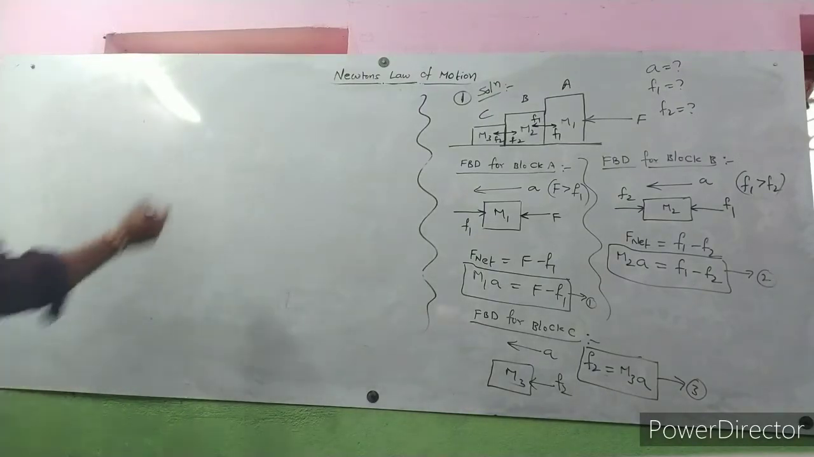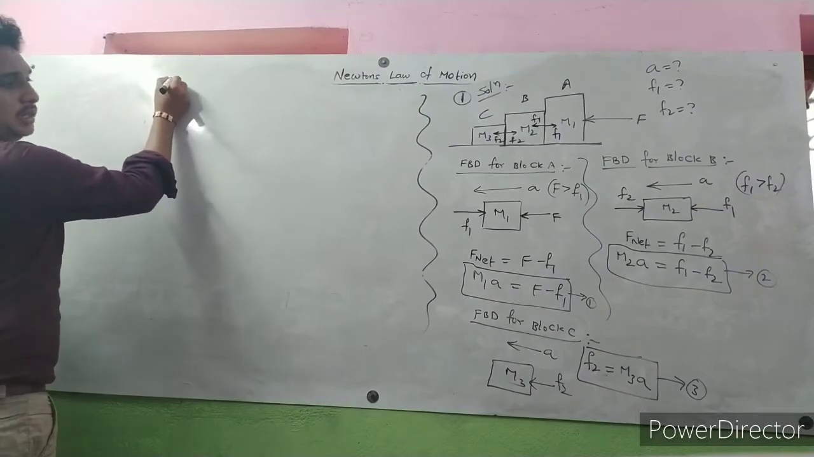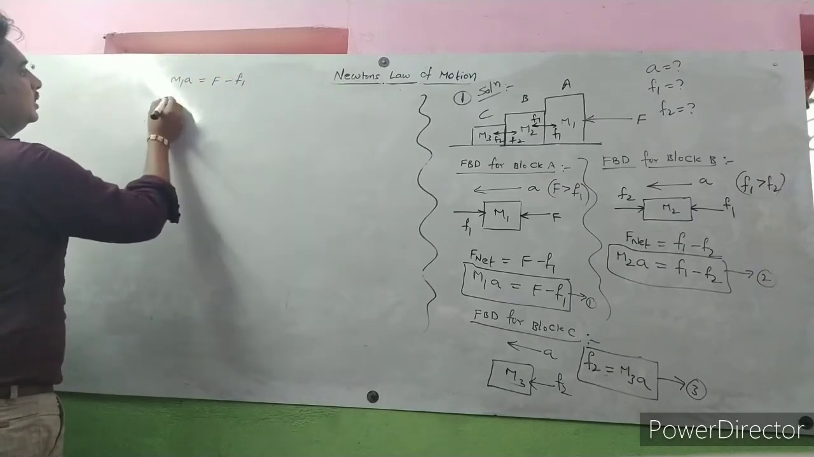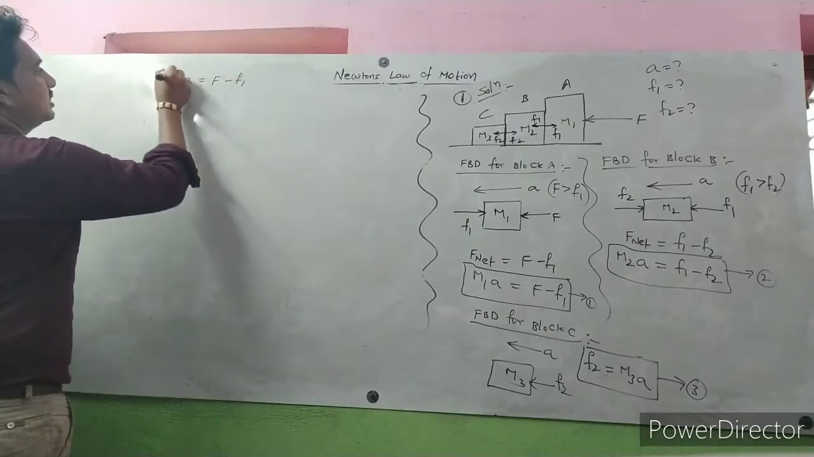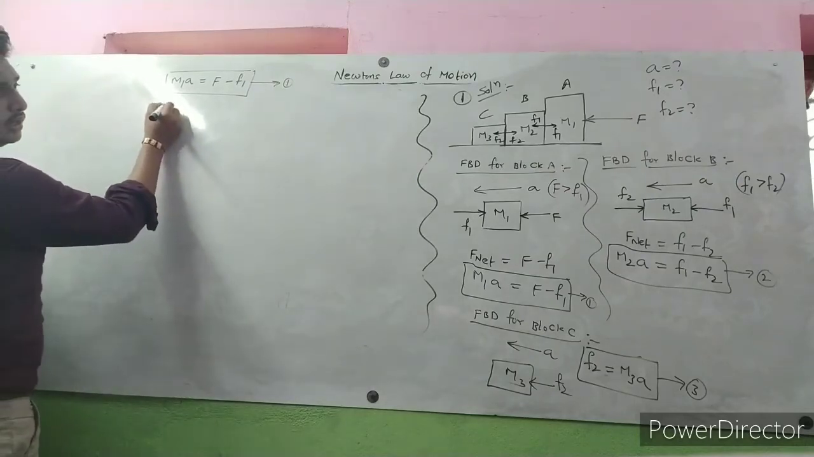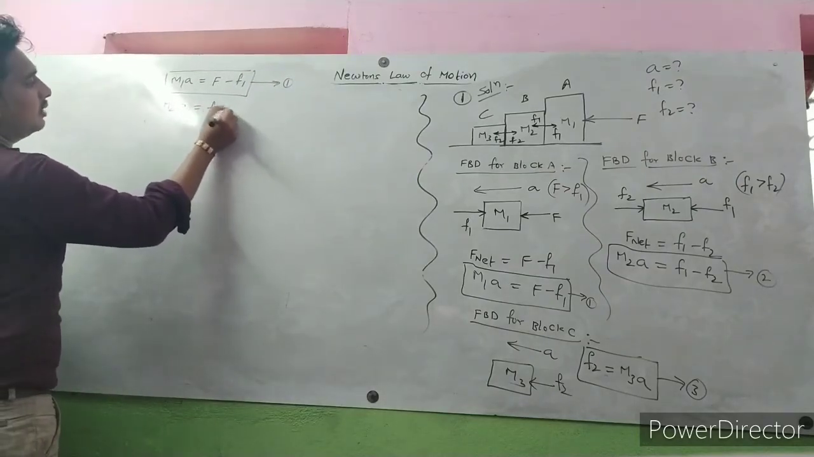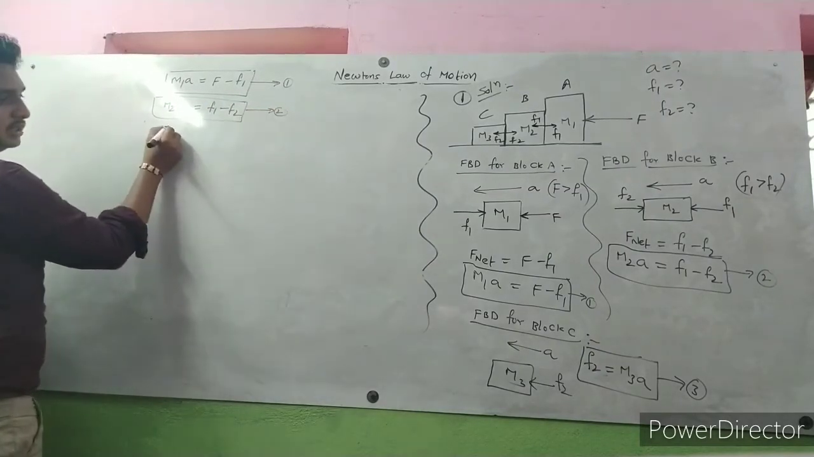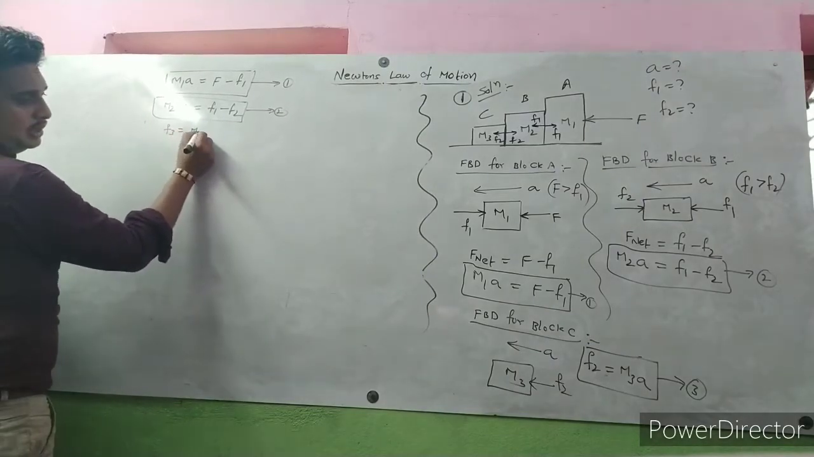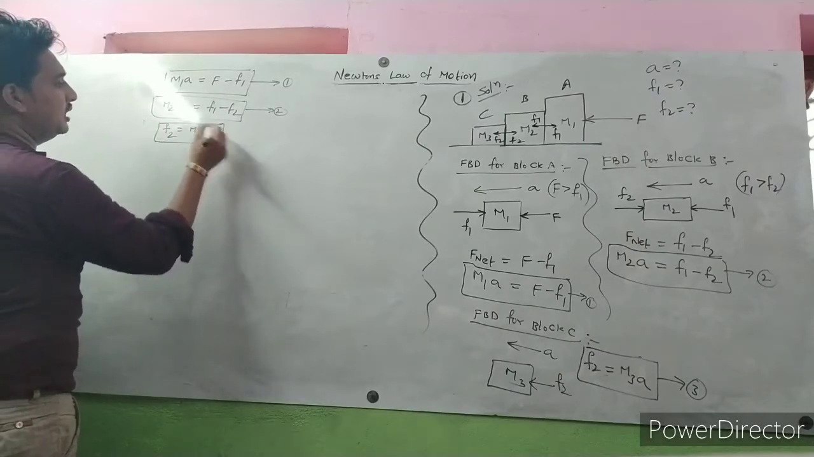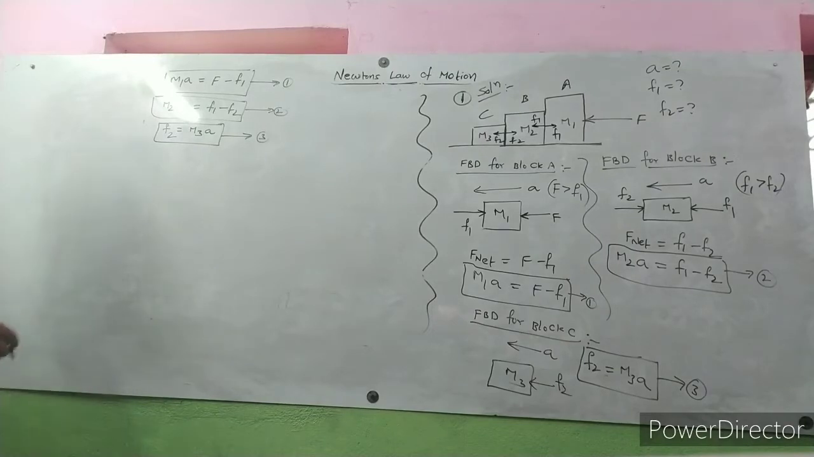Observe carefully. First equation: M1 into A is equal to F minus F1. This is equation number 1. Second equation: M2 into A is equal to F1 minus F2. This is the second equation. Third equation: F2 is equal to M3 into A. This is the third equation.